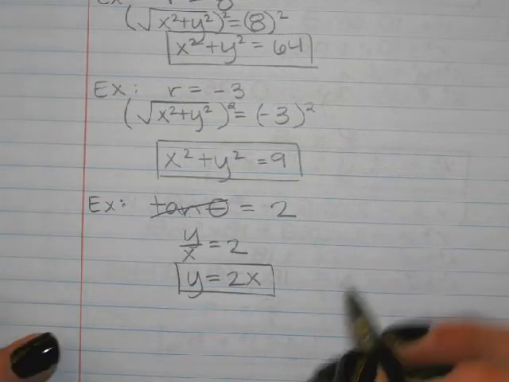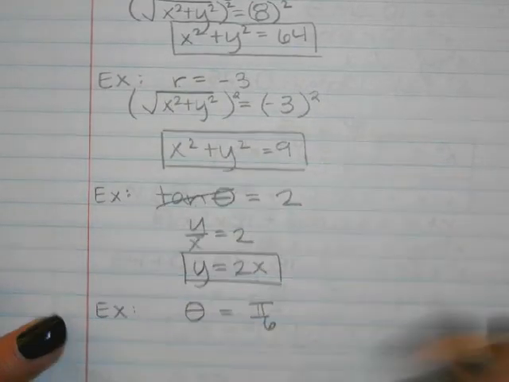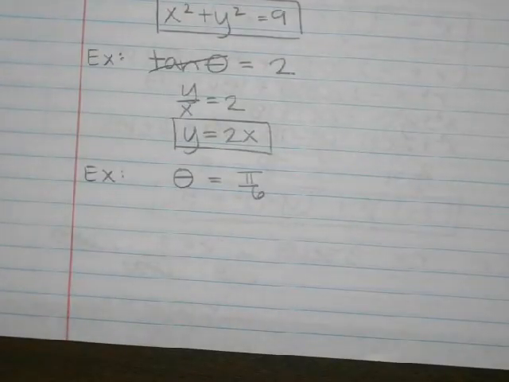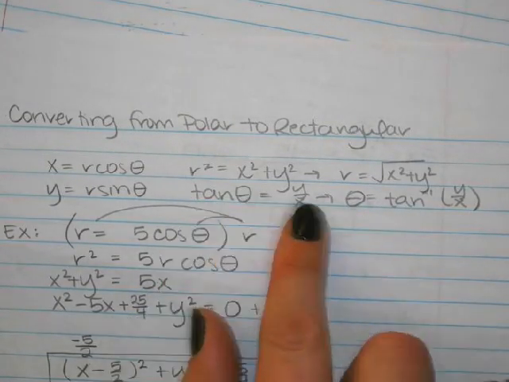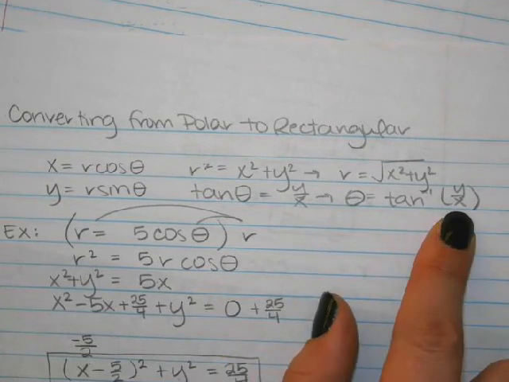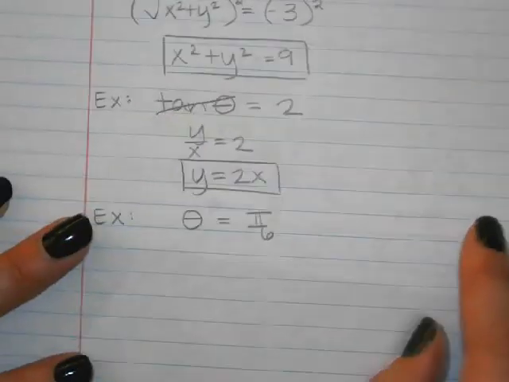All right. Okay, what about if I have just theta equals pi over 6? Do we remember how to graph that? Yeah, when we have the polar graph paper, we just locate where pi over 6 is and we draw that straight line. So theta equals pi over 6. I know it's going to be a straight line, and it goes through the center of the graph. What do I need to do? Think of your formulas. The only one that has a theta in it like this is the tan: tan theta equals y over x, or theta equals tan inverse of y over x. So what I'm going to do is tan each side.